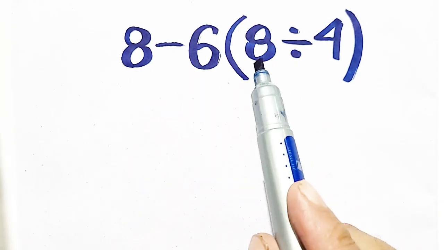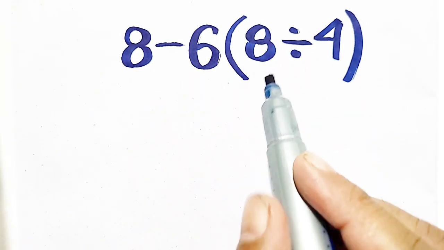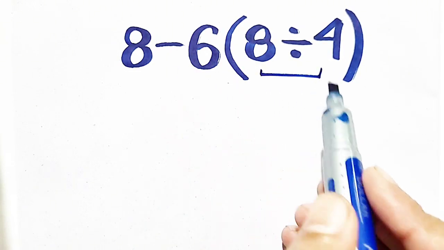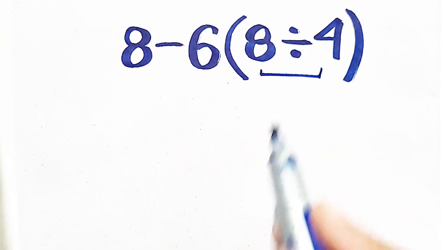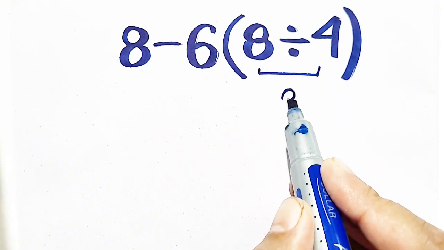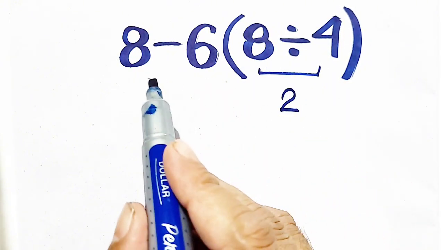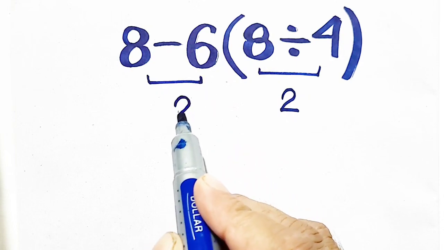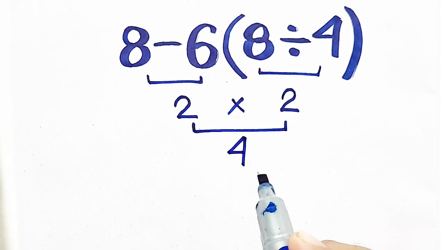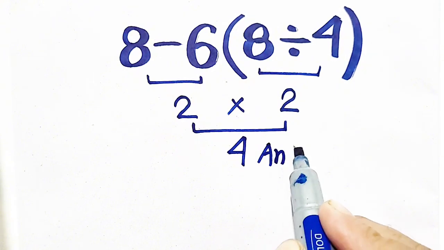8 minus 6 times 8 divided by 4. 8 minus 6 and 8 divided by 4. First of all, we will solve 8 divided by 4. It will be equal to 2. And 8 minus 6 will also be equal to 2. So 2 times 2 will be equal to 4, which will be the answer.